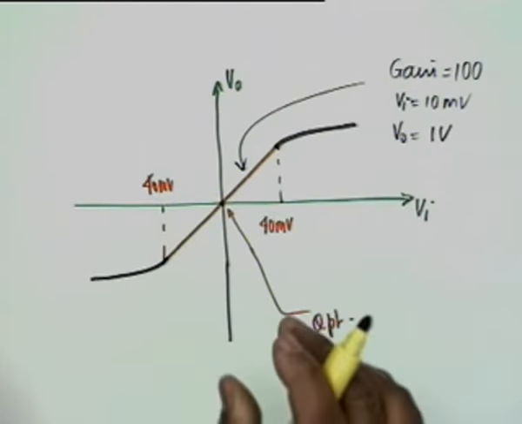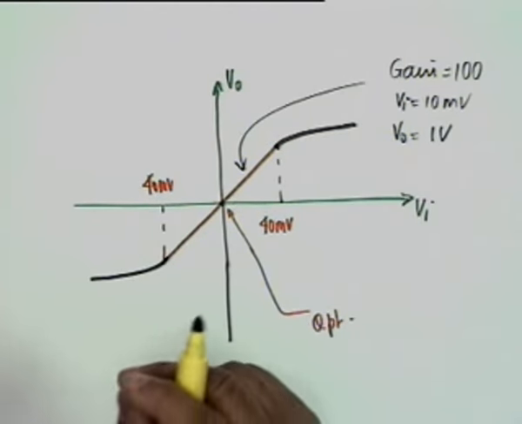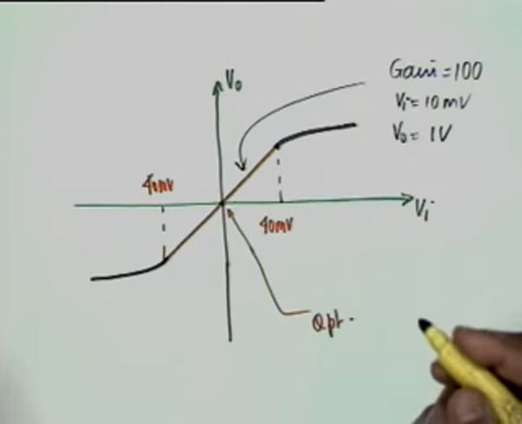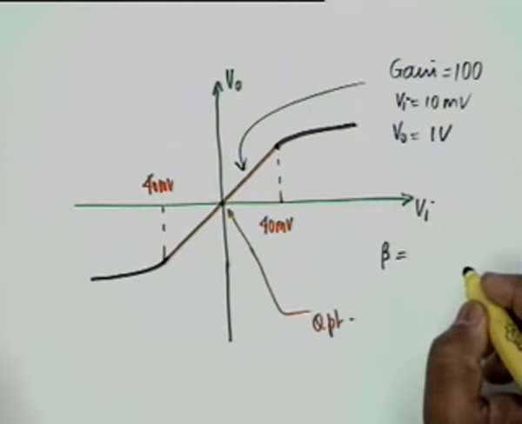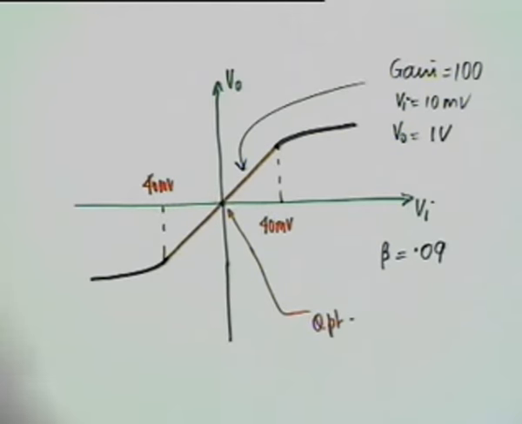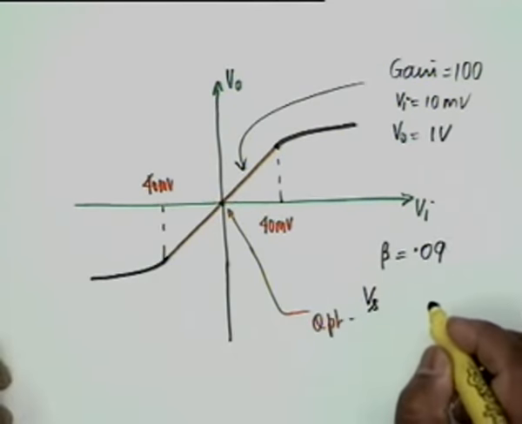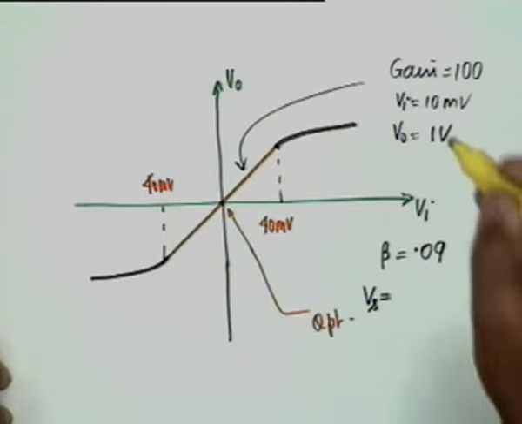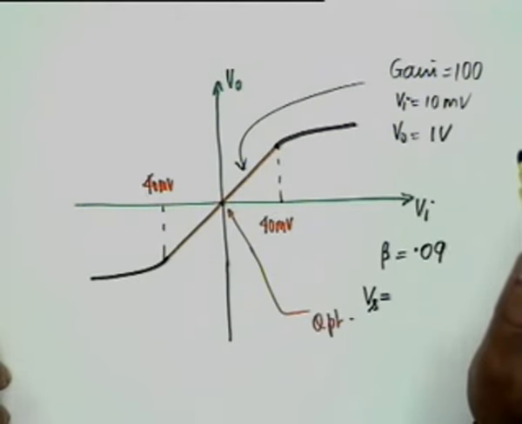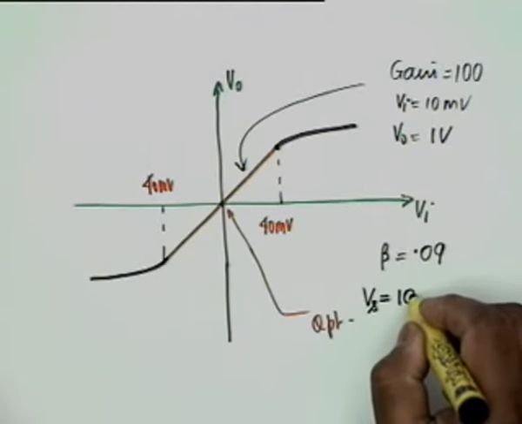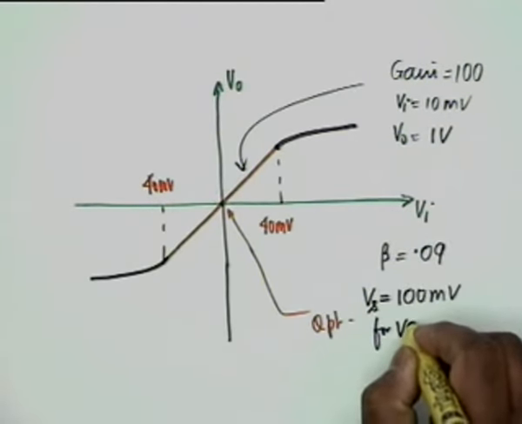Okay. Now suppose we subject this basic amplifier to negative feedback, all right, and let us say our beta is equal to 0.09, let us take some figure, 0.09, typically this is the figure, I mean it is a very small fraction of the output that is fed back to the input. Then with negative feedback, what is Vs corresponding to VI equal to 10 millivolt? It would be VI plus 0.09 volt, which is 90 millivolt. So VS required would be 100 millivolt for VI equal to 10 millivolt.